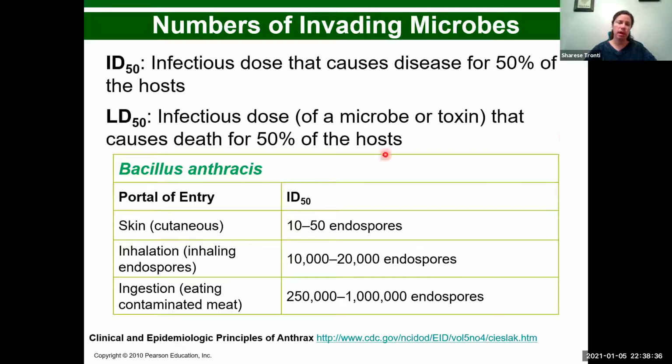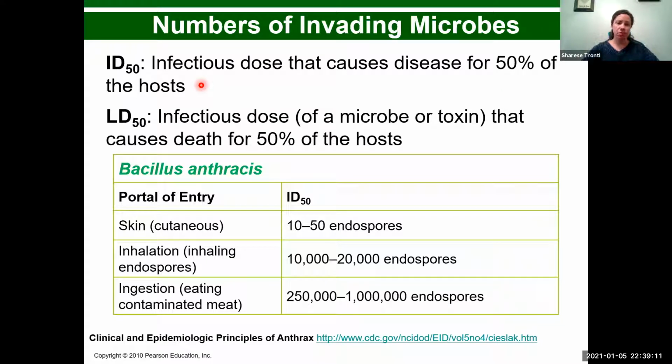So the first one we're going to look at is the infectious dose. We call that infectious dose 50. And it is the infectious dose that will cause disease in 50% of the hosts. The reason it's 50% of the hosts is like average. We can't have a constant number for all patients because different patients are going to have different immune levels and different defenses. But in your average patient, the infectious dose 50 is going to cause disease in your average patient.